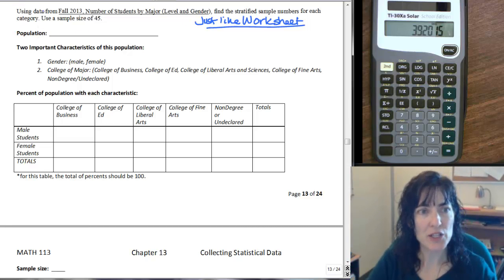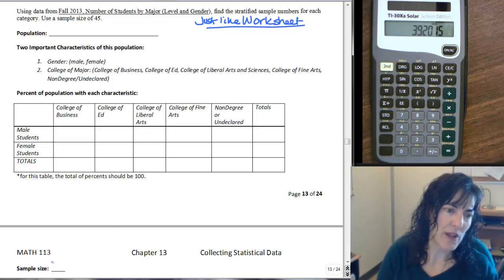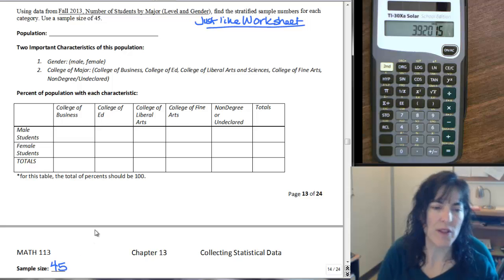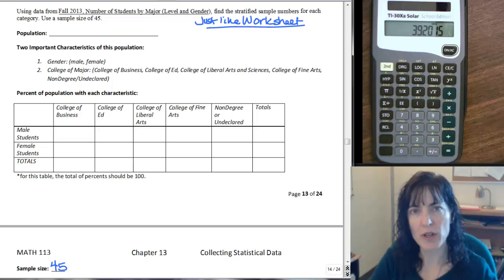Our population this time, we're using this data, the number of students by major, level, and gender, and find stratified sample numbers for each category. Use a sample size of 45. So I can see on the next page I'm going to use that, so I just write that in, 45, down below. First thing, the two important characteristics.